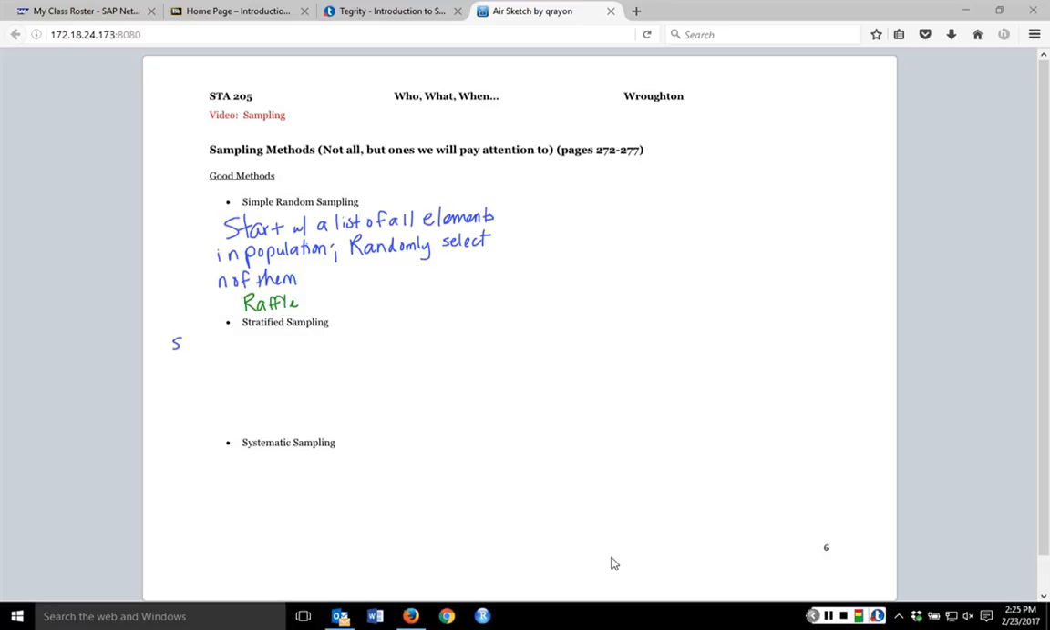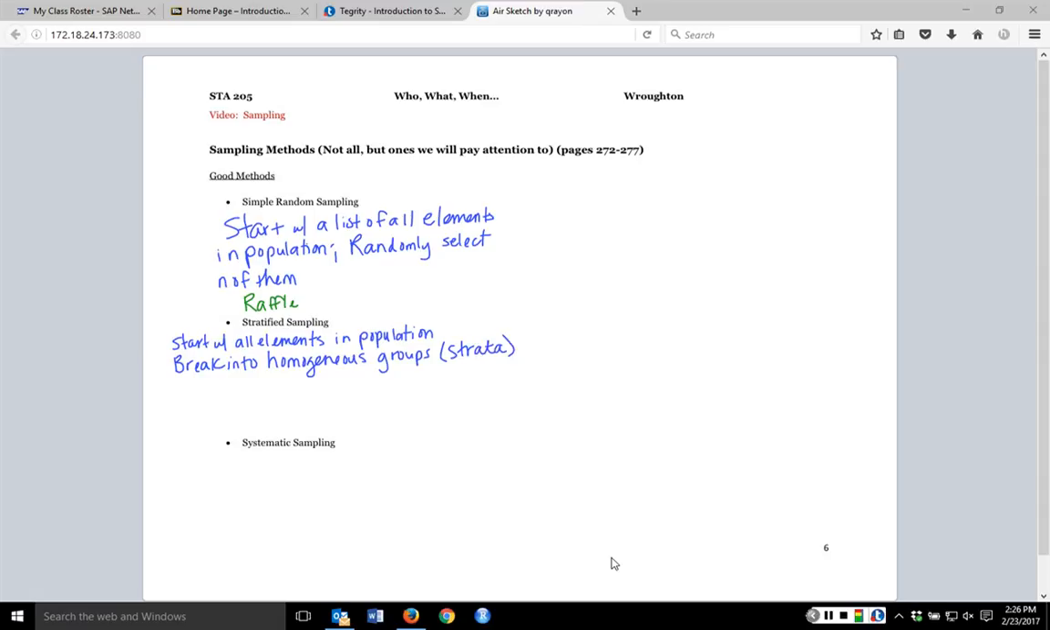Still going to start with all elements in your population. So you still have to know who your population is. But from there, before we do any selecting, we're going to break them into groups. And these groups are going to be homogeneous, or are basically the same in some way. These different groups are what's called the strata. That's where the stratified sampling comes from.